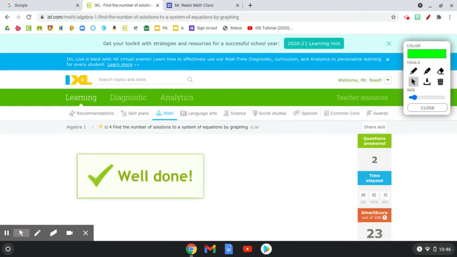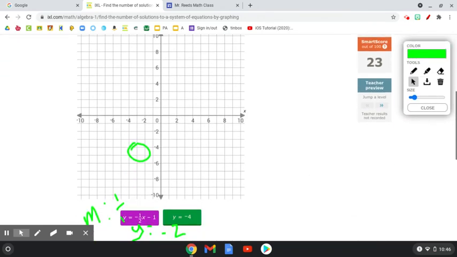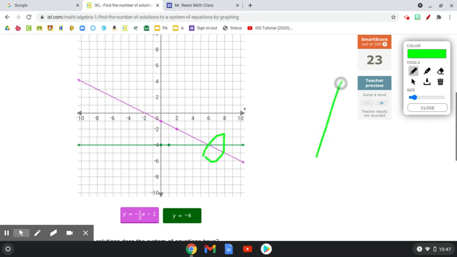Let's see if we can get one that looks different so you guys can have an idea what they look like. So again, we're going to graph these. So y equals negative 1/2 x minus 1. My y-intercept here is negative 1, and I'm going down 1 over 2. And then y equals negative 4. I go to my y-axis at negative 4. It's going to be a horizontal line, and that too has one solution.